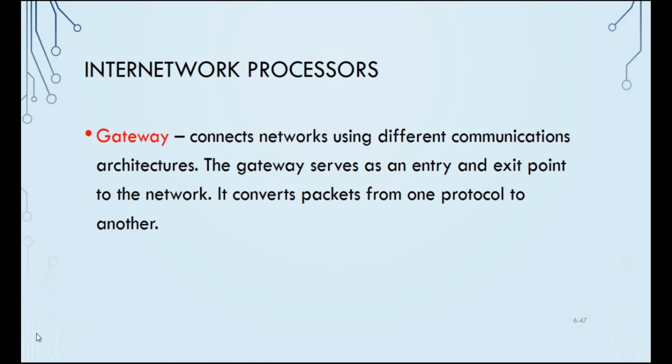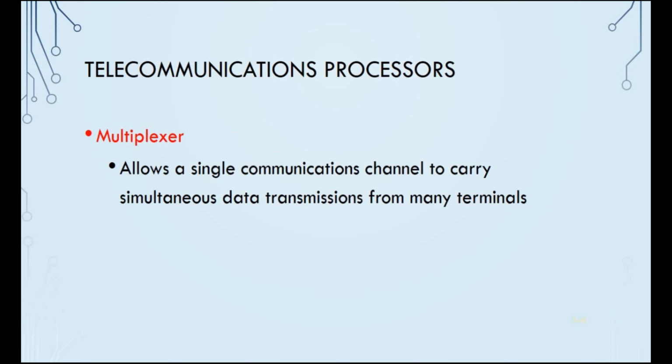Gateway. Gateway connects networks using different communication architectures. The gateway serves as an entry and exit point of the network. Multiplexer. It allows a single communication channel to carry simultaneous data transmissions from many terminals. So multiplexing is a technique of transmitting multiple signals over a single medium.